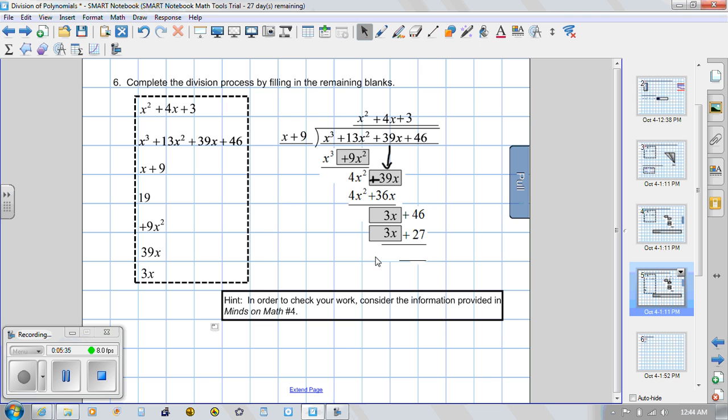And upon subtracting, the x terms give us 0, and 46 minus 27 gives us a remainder of 19. So if we link back to the previous slide, that is question number 4 of Minds on Math, you would see that by expanding or multiplying the divisor by the quotient and then followed by adding the remainder, you would end up with the expression we have in our dividend.